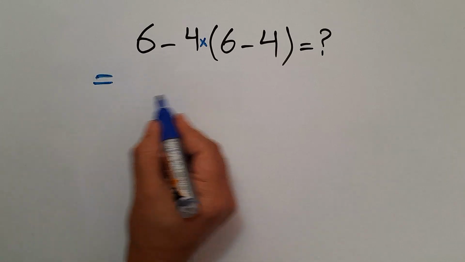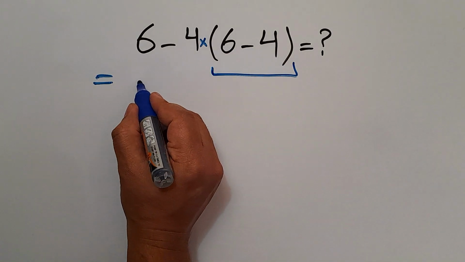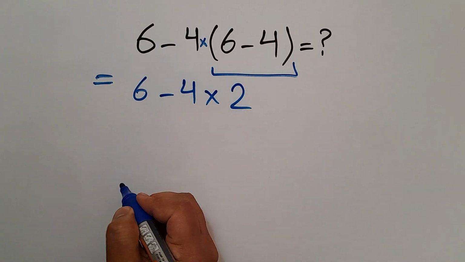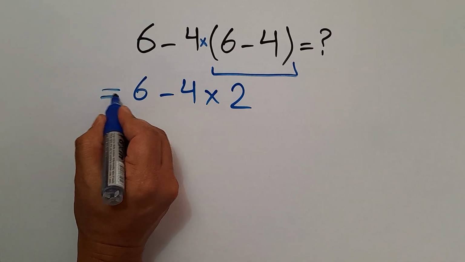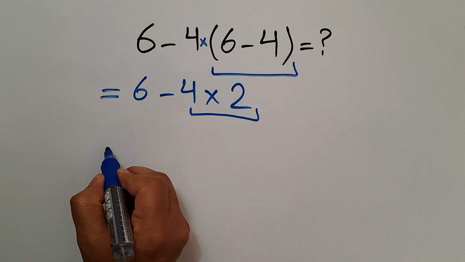So 6 minus 4 gives us 2. So we can write 6 minus 4 times 2. Now 4 times 2, which equals 8.